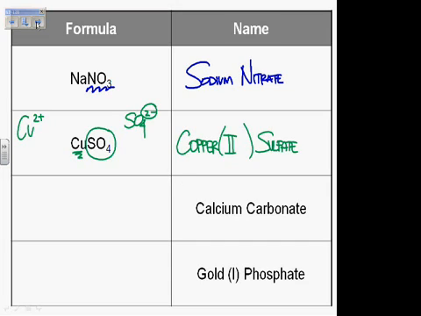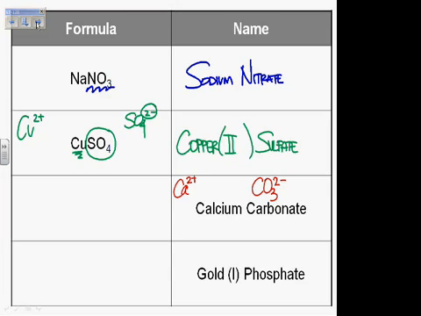Calcium carbonate. Let's write the ion for calcium. Calcium always forms +2 ions. It's an alkaline earth metal. Carbonate. You won't find any metal called carbonate, or any element, I should say. You won't find any element called carbonate. If we look on our green sheet, though, we will find a polyatomic ion called carbonate that looks like that.